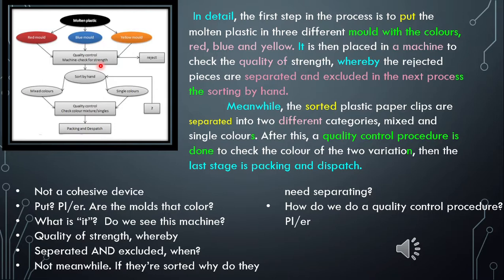And a single color. After this, a quality control procedure is done. I'm sorry. We don't do procedures. A procedure, okay. What is the quality control procedure? To check the color. After this, the color is checked to see if they're all the same color or that there's a good mix.